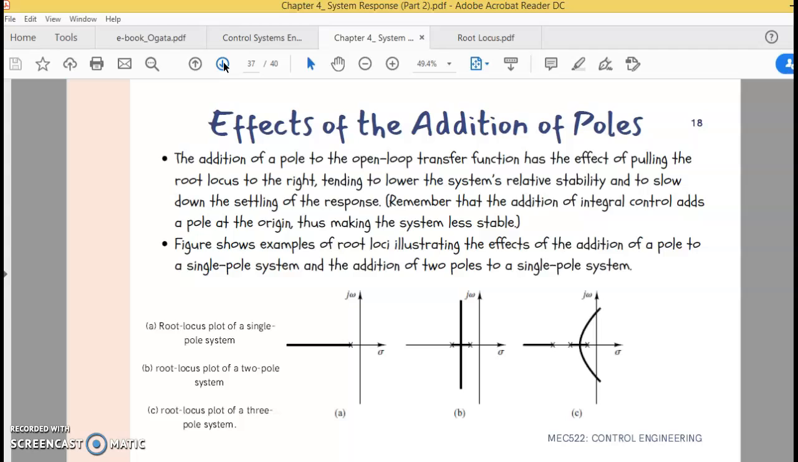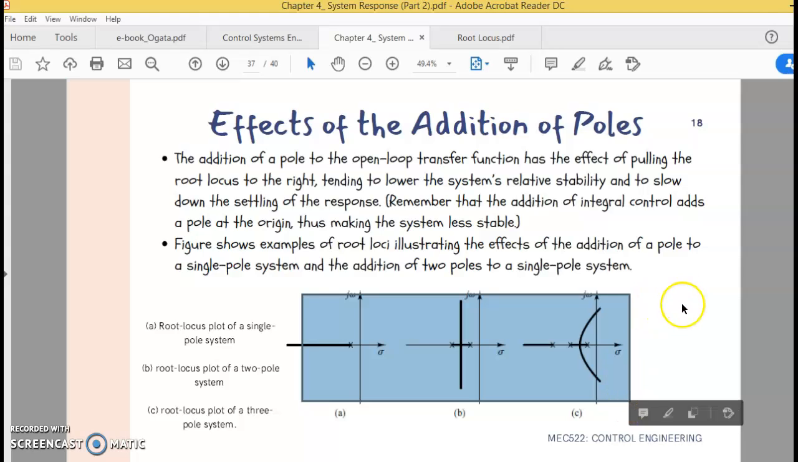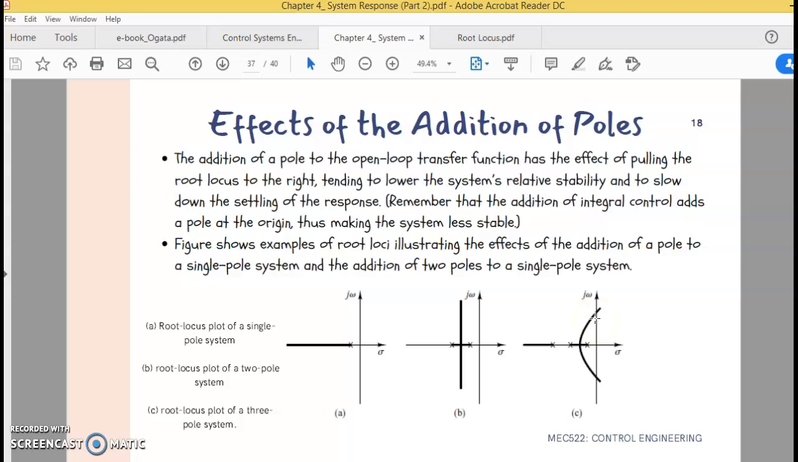And the last topic in root locus, kita nak tahu what the effect of the addition of pole. So here, you can see, this one is one pole. Basically kalau kita tahu pole belah kiri, the system is stable. But if you add more pole, dia akan jadi tend to the right, so maksudnya dia makin jadi tak stabil. Dia kata tending to lower system stability and to slow down the settling of the response. So lagi banyak you tambah pole, lagi tak stabil lah kan.